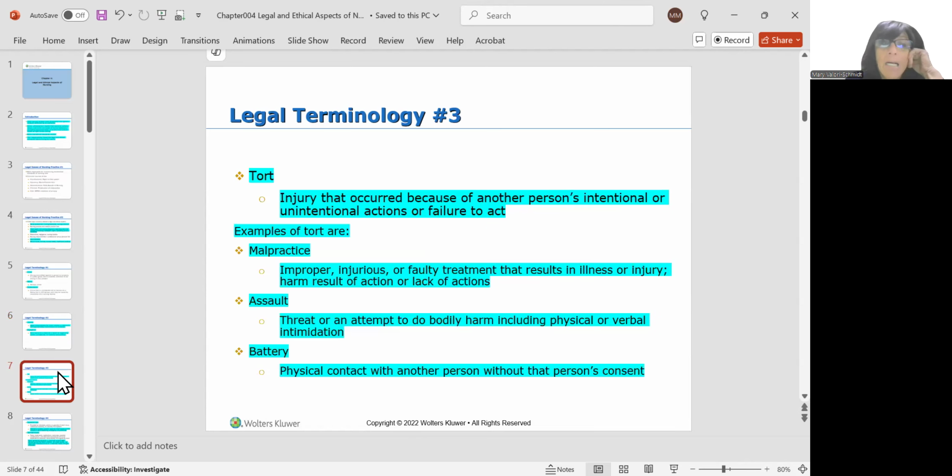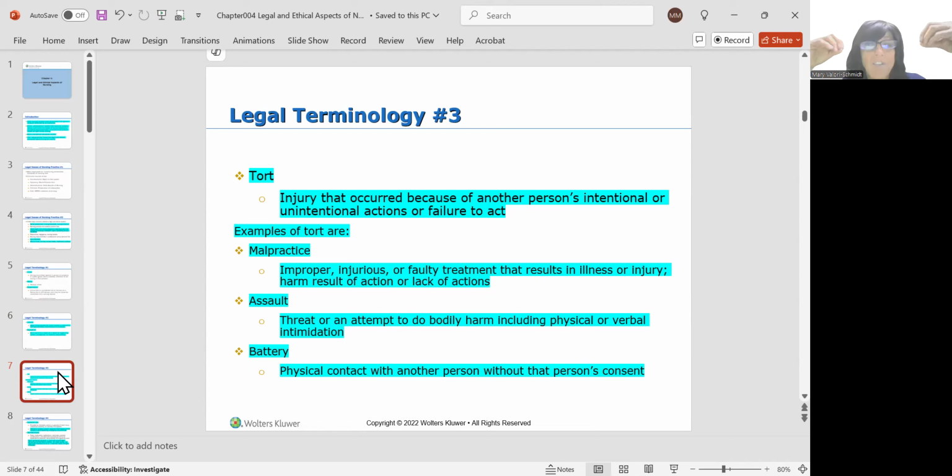Okay. What is tort? Tort is a term that encompasses anytime someone is injured because of another person's either intentional or even unintentional actions or omission of an action. Okay. And examples of tort are malpractice. You've heard that term before. It means treatment that's wrong, that results in injury or illness to someone because of your actions that were incorrect or your lack of actions.